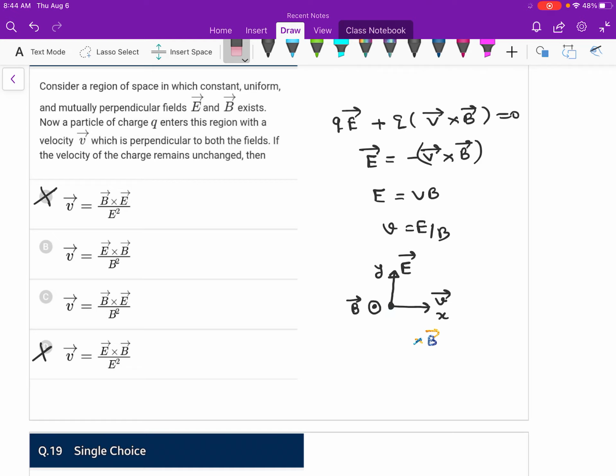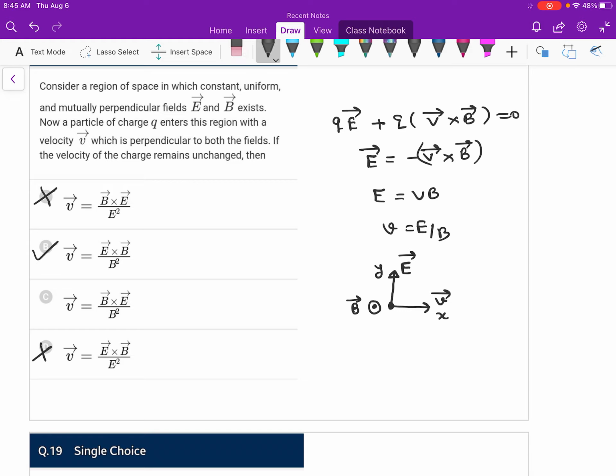So first check E cross B. So E cross B is coming towards the right. See, V cross B is downwards and E is upwards. So V cross B is opposite to E. That is okay. So now E cross B is coming towards V. So that is correct. So B is the correct option.